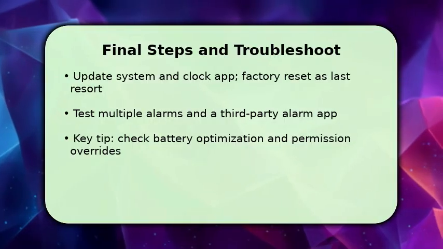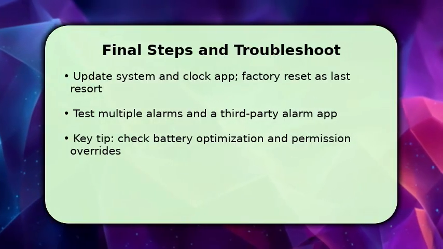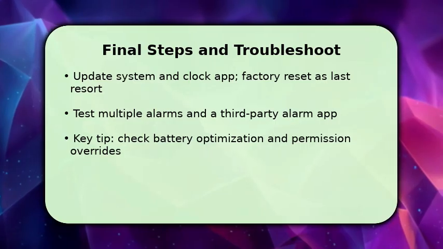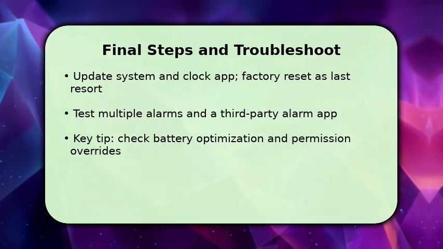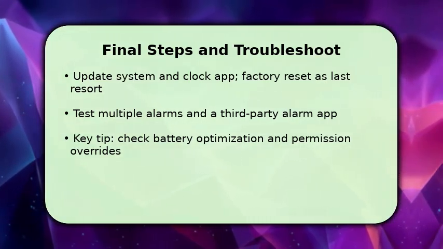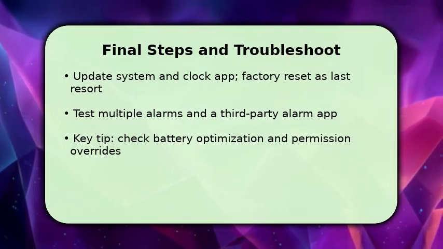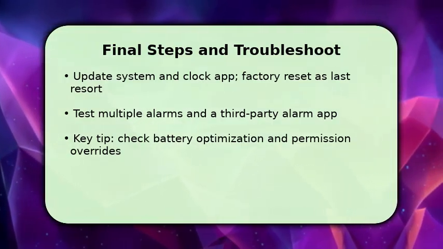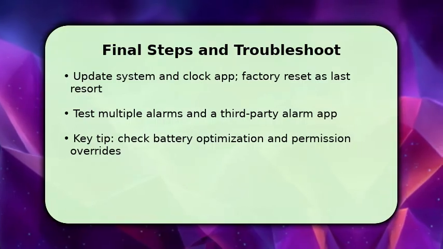Finally, update Android system and the clock app to patch known bugs. Test alarms after each update. If issues persist, install a reputable third-party alarm app to determine if the problem is system-wide. As a last resort, consider a factory reset after backing up data.